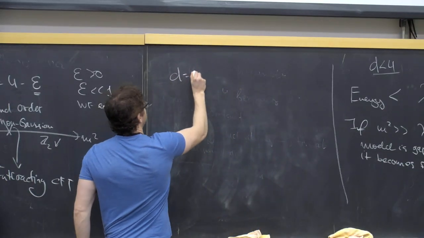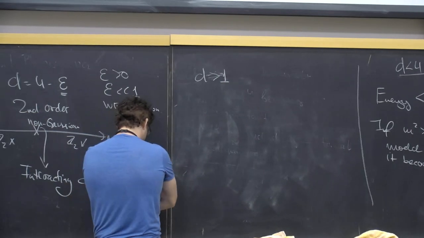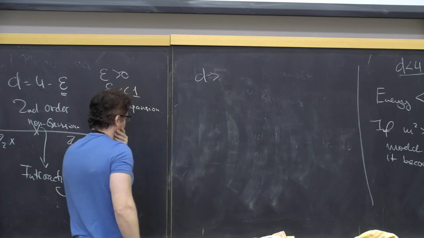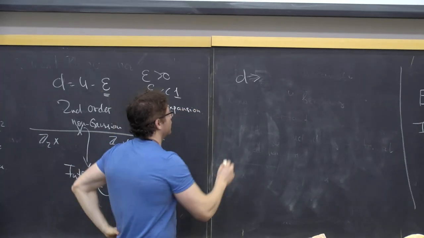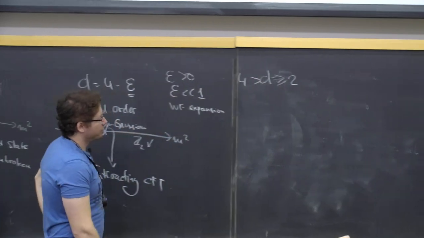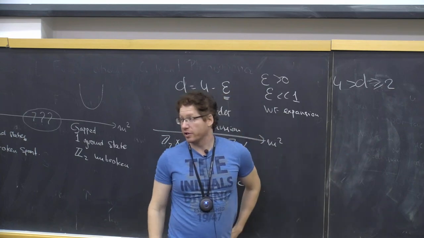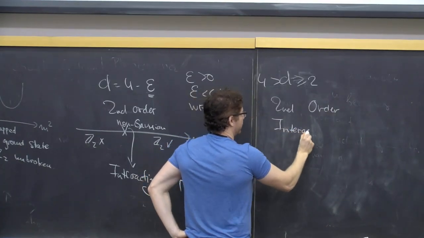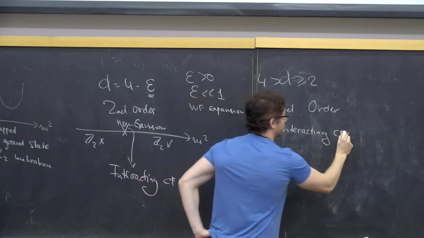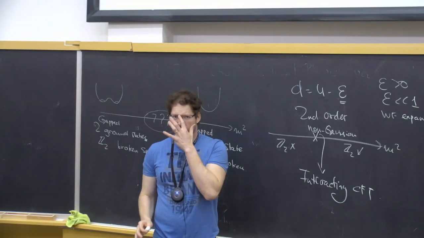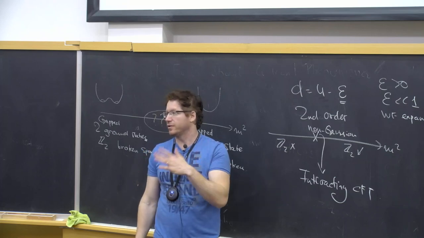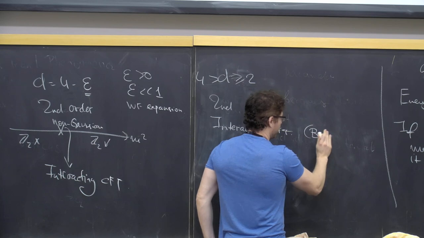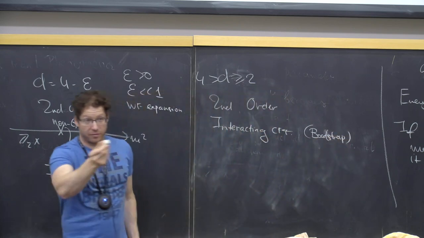So in d equals 3, in fact, for d bigger than 1, in this range, between 4 and 2, what everybody believes, and this is supported by lattice simulations, is that there is a second order transition, and it's an interacting conformal field theory. And the computation of the scaling exponents of that conformal field theory is an interesting problem, and you can learn about it if you tune in to some lectures on the conformal bootstrap. The computation of the scaling exponents here, this is the topic of the bootstrap program. That's an alternative to the Feynman diagrams, which you just asked me about.